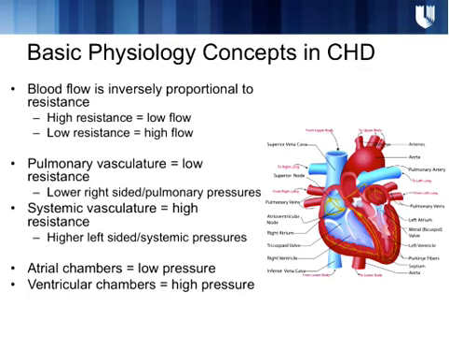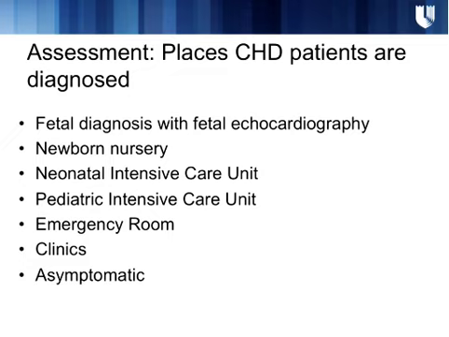Also, the atrial chambers are at much lower pressure than the ventricular chambers, which are the main pumping chambers of the heart, which are under very high pressure. So places that you will see children present with congenital heart disease are in pretty much every part of the medical system. Today, the infants are usually diagnosed with fetal echocardiography, which can be as early as 12 weeks. However, they'll present in the newborn nursery without a diagnosis, the neonatal intensive care unit, pediatric intensive care units, emergency rooms, clinics, or they may be asymptomatic for life.